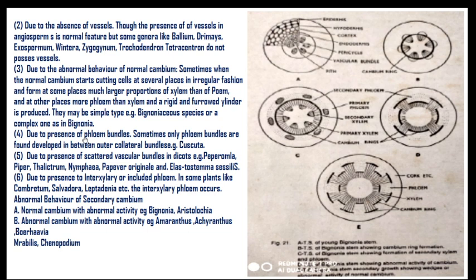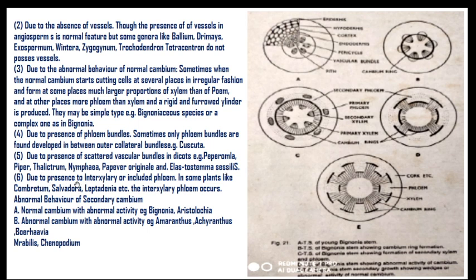Due to the presence of phloem bundles, sometimes only phloem bundles are found developing between collateral bundles, for example in Cuscuta. Sometimes there are scattered vascular bundles in dicots, for example Peperomia, Piper, Thalictrum, Nymphaea, Papaver and Nelumbo.